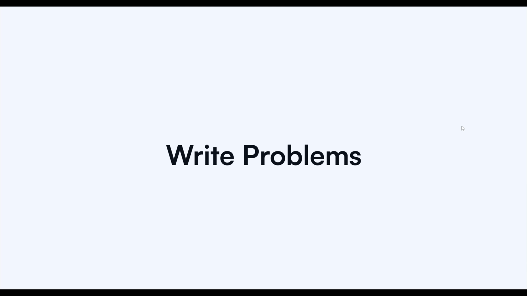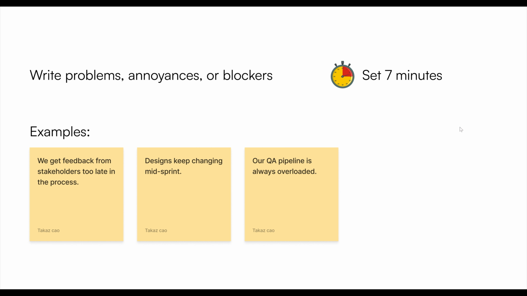So number one, we write down the problem. First, we hand out sticky notes and a marker to everyone. We set the timer for about 7 minutes. Everyone quietly writes out as many problems, annoyances, or blockers as they can think of, one per note.